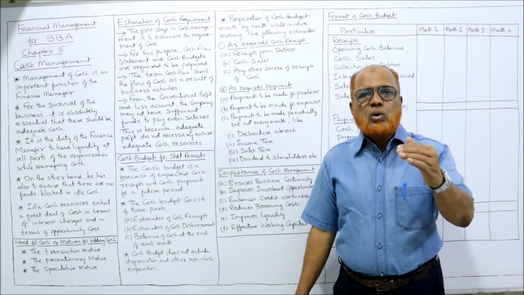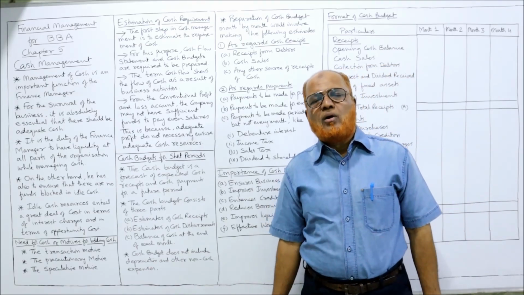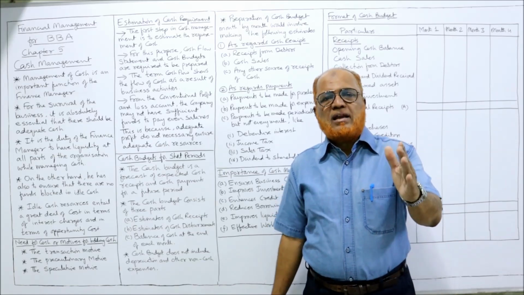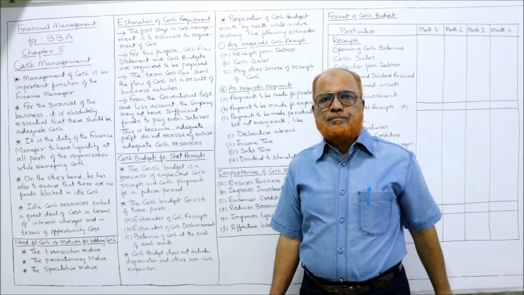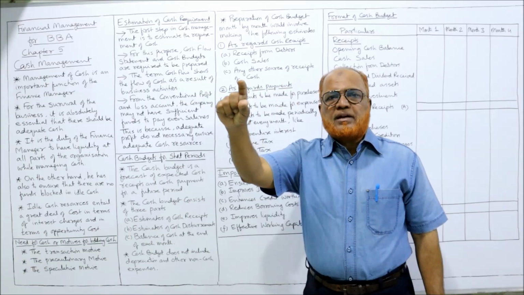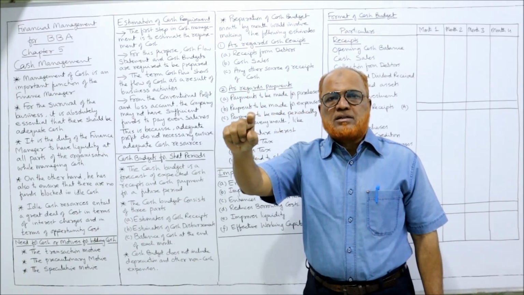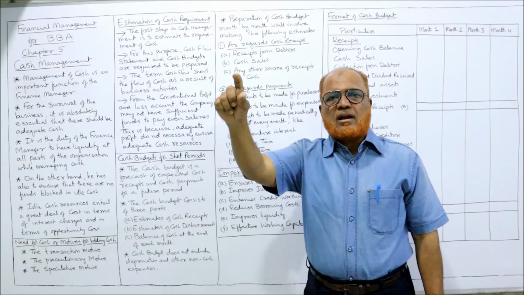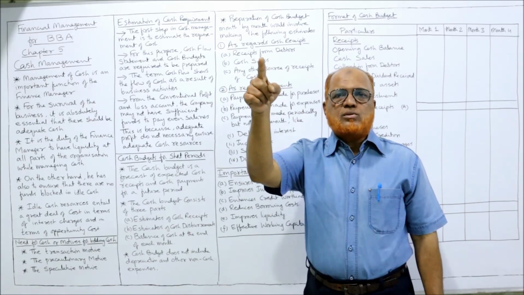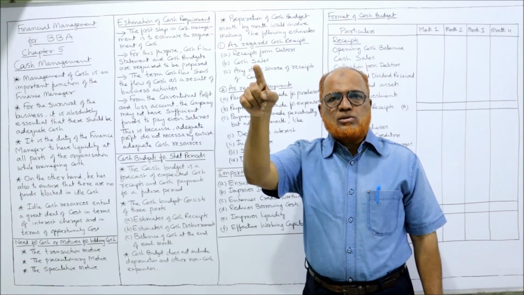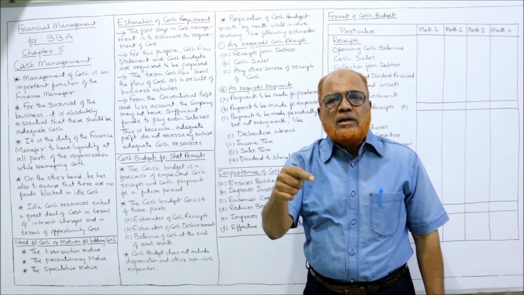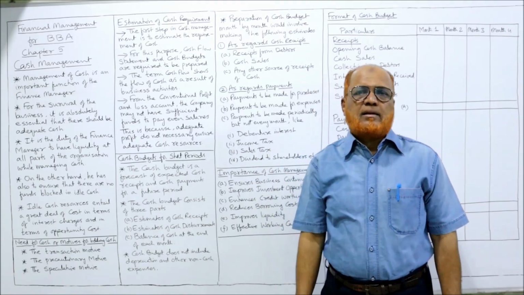Thirdly, the closing balance of cash at the end of each month. Suppose our budget starts from January to 30th June, 6 months. So every month, January, how much are the expected receipts, how much are the expected payments. Suppose the receipts are 80,000 and the payment is 60,000. So 80 minus 60, 20,000 is the closing cash balance.